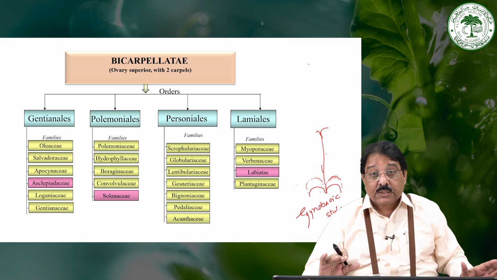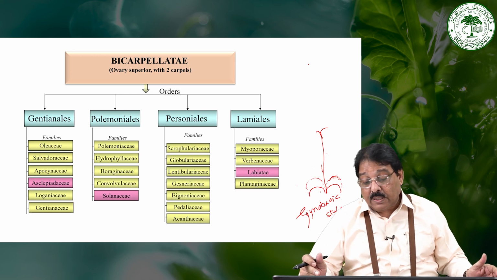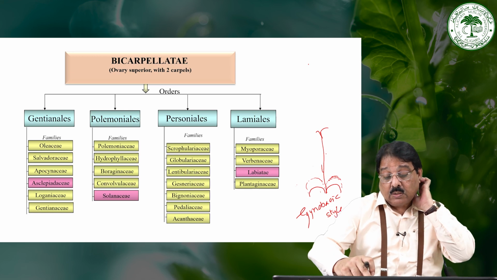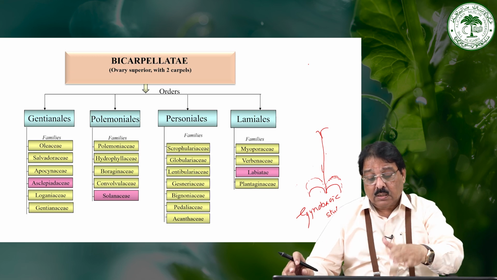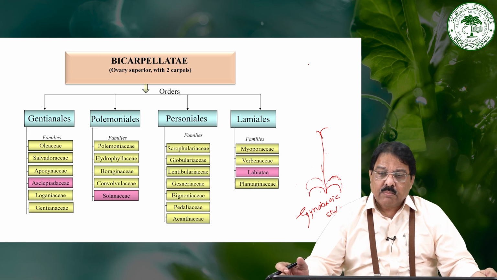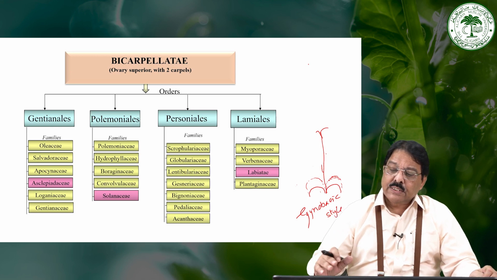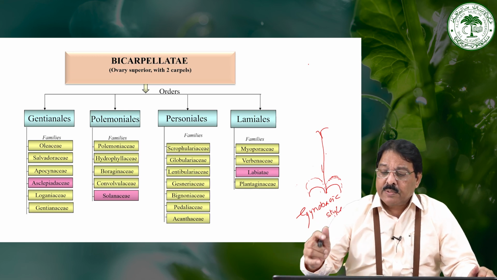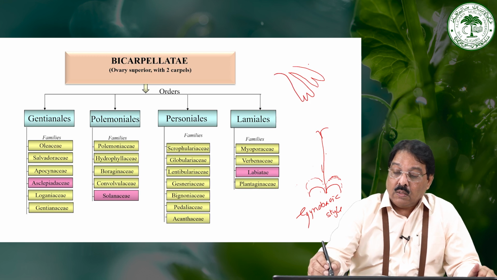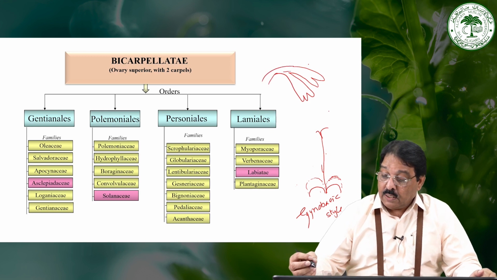The basic difference between the Acanthaceae and Lamiaceae: in both the cases a bilabiate corolla is there. In Acanthaceae you can say it is personate, in Labiatae it is bilabiate. Personate corolla is also found in the Scrophulariaceae. There is a big difference between the personate and bilabiate corolla. In both the cases, both are bilabiate.